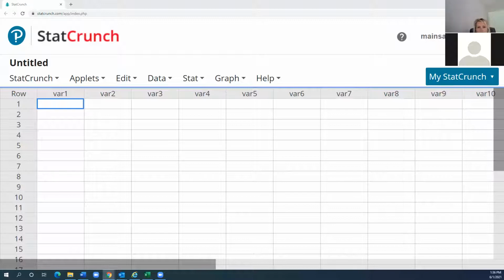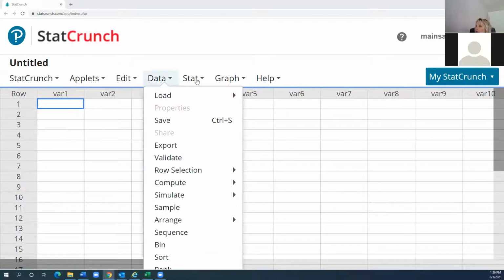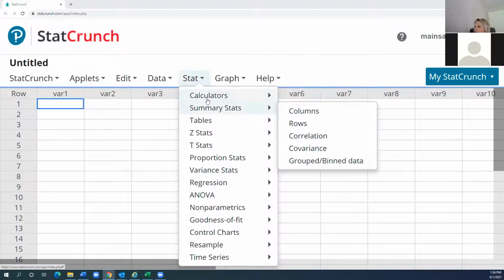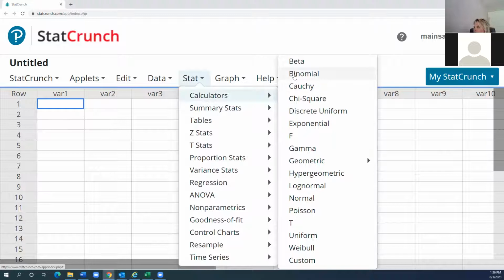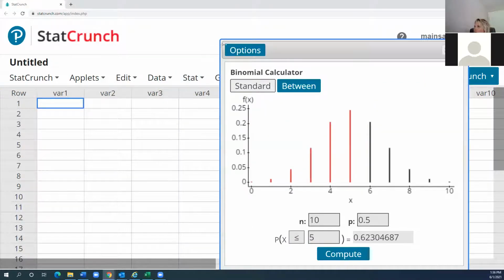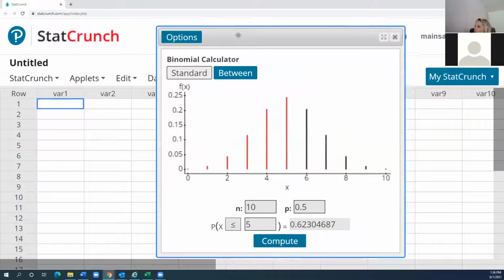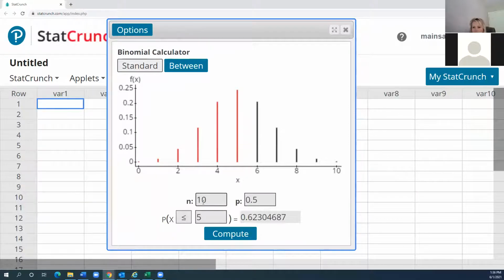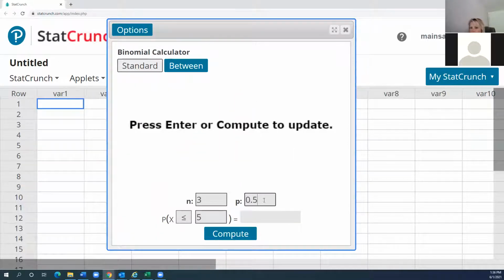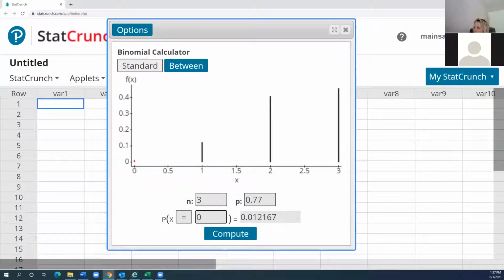So in StatCrunch, we are going to go to Stat and then Calculators, and we're choosing the binomial calculator. Okay, and our n is 3, so we have to change our setup, and our P is 0.77. And we want to find out, what is the probability that exactly zero of them made their free throw? And hit enter, and that validates our 0.0122.